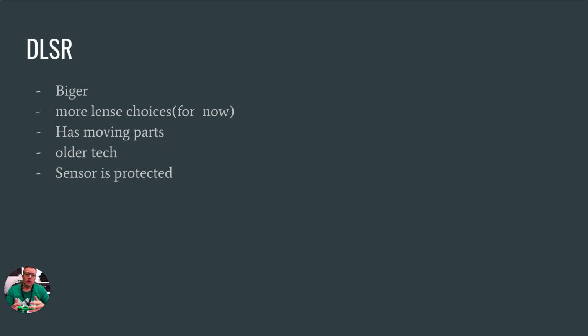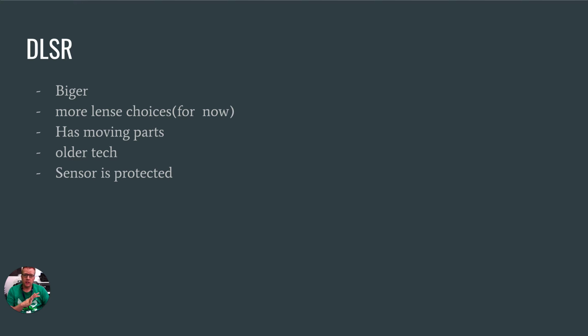Okay, so the first thing that we have here is DSLRs. Our DSLRs are bigger cameras. There's more lens choices for now, although the mirrorless cameras are starting to catch up to that lens choice option. The DSLR has moving parts inside of it, and that's why it's so much bigger. So when you take a photo, there's an actual mirror that flips up and a shutter that opens up with that mirror and exposes the sensor to the light and then takes your photo from that.